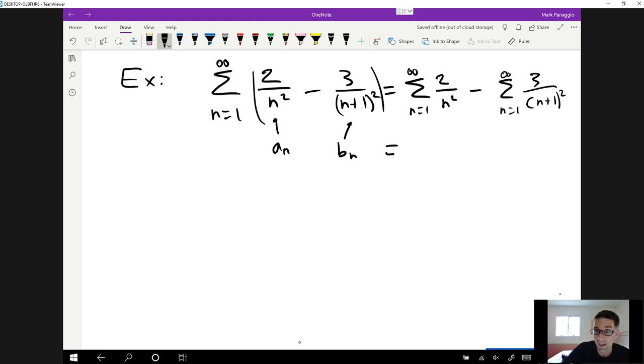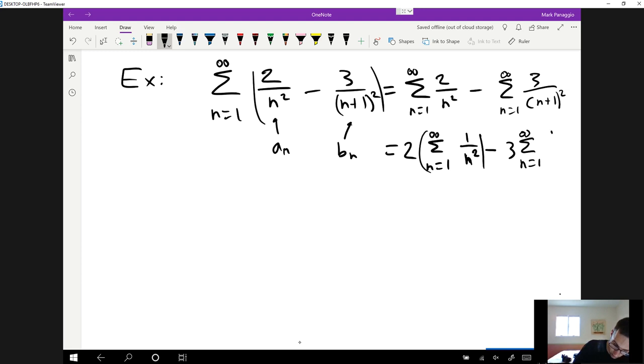Both of those have a constant factor that we could bring outside here. So we can write this as 2 times the sum from n equals 1 to infinity of 1 over n squared, minus 3 times the sum from n equals 1 to infinity of 1 over n plus 1 squared. Okay? So, let's see, what else could we do to simplify this?